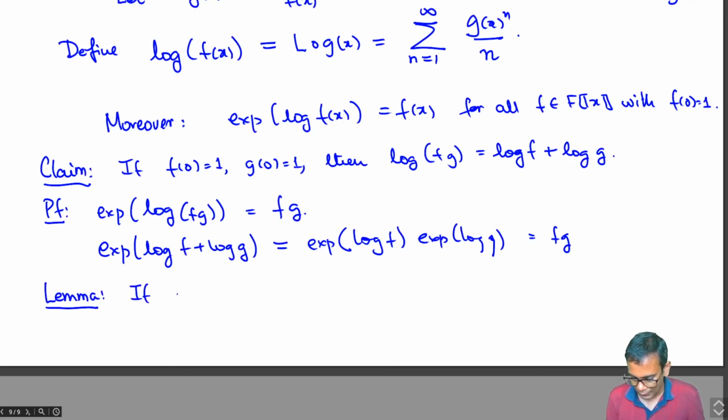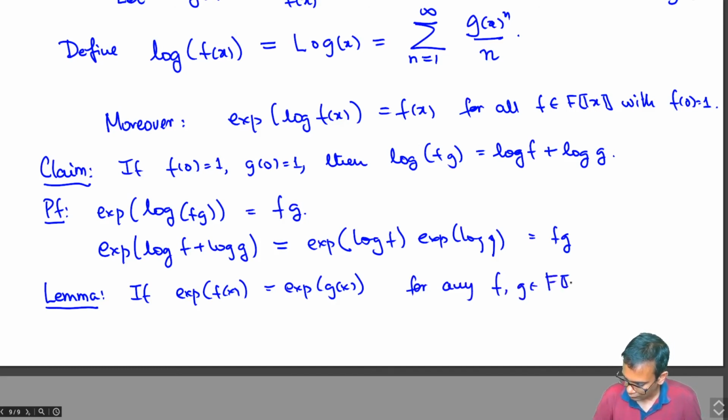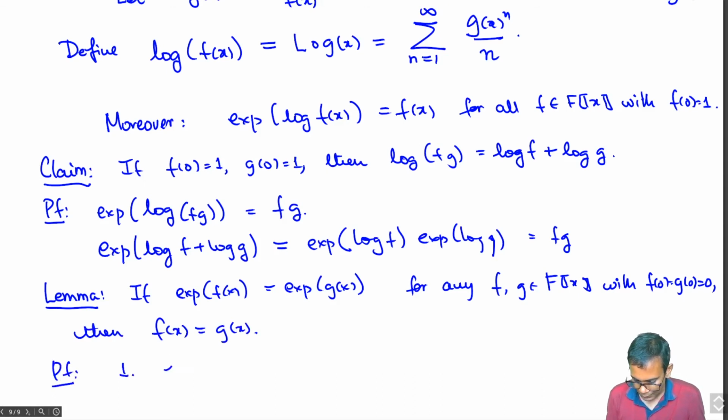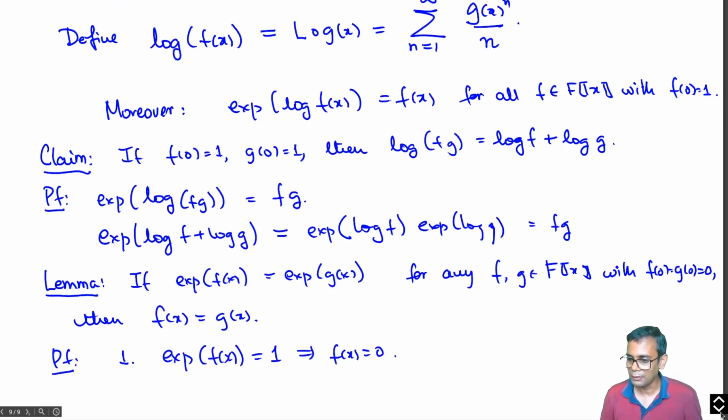lemma. If exp of f of x is equal to exp of g of x for any functions f and g with constant term 0, then f of x is equal to g of x. To prove this, you first show that exp f of x equals 1 implies that f of x is equal to 0. Okay, this is not very difficult.